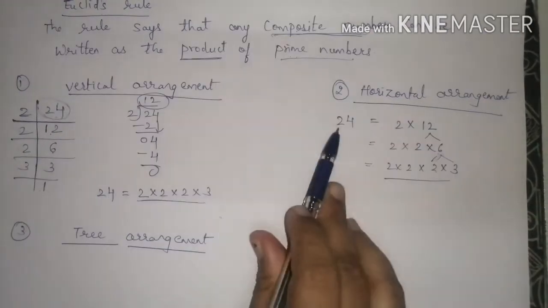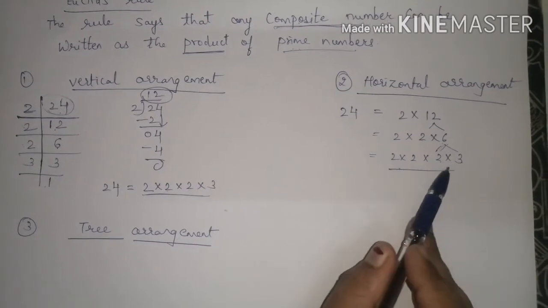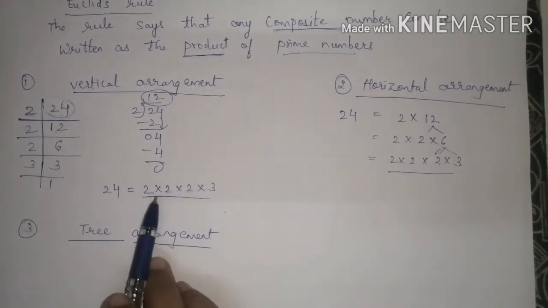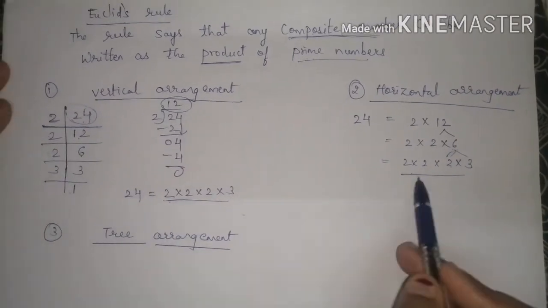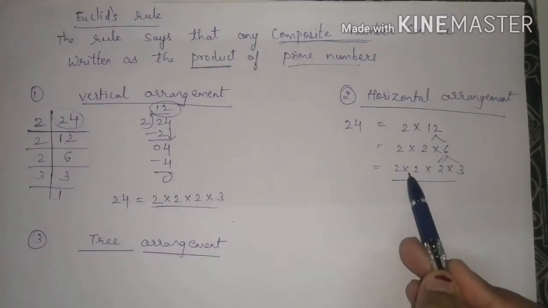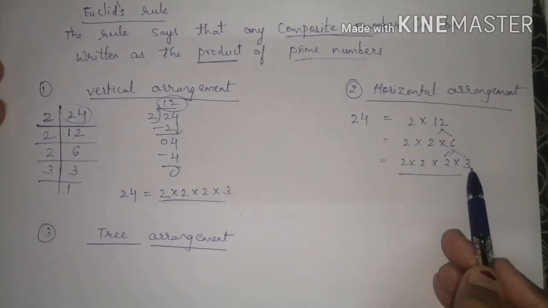So what are the factors of 24 we got? 2 multiplied by 2 multiplied by 2 multiplied by 3. You can see these factors are the same. In the vertical also we got the same factors. In the horizontal also we got the same factors: 2 multiplied by 2 multiplied by 2 multiplied by 3.